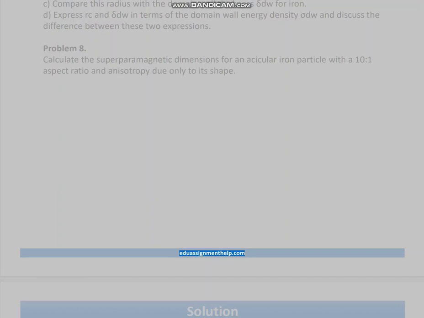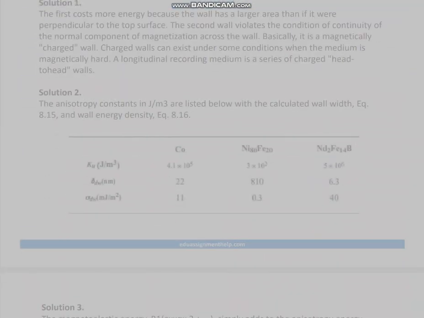Solution 1. The first costs more energy because the wall has a larger area than if it were perpendicular to the top surface. The second wall violates the condition of continuity of the normal component of magnetization across the wall. Basically, it is a magnetically charged wall. Charged walls can exist under some conditions when the medium is magnetically hard. A longitudinal recording medium is a series of charged head-to-head walls.